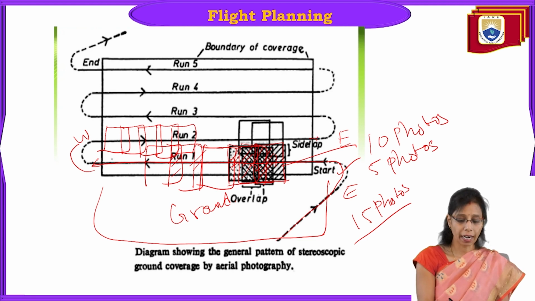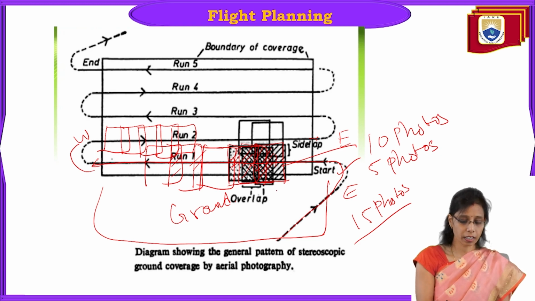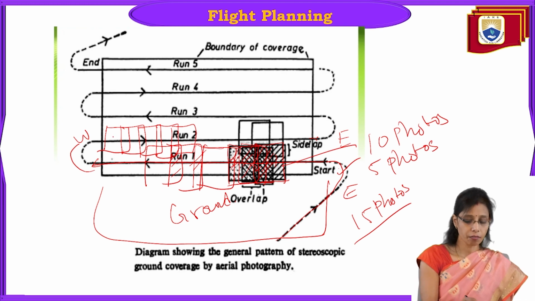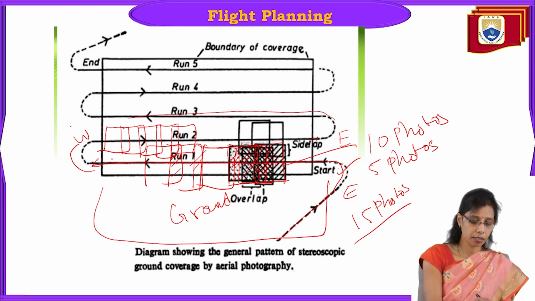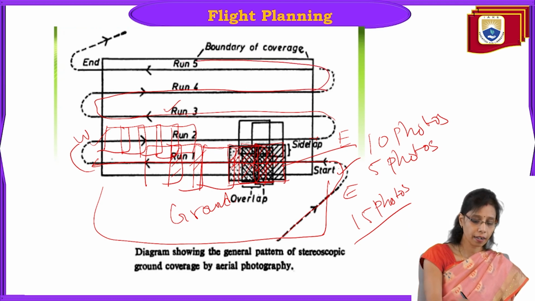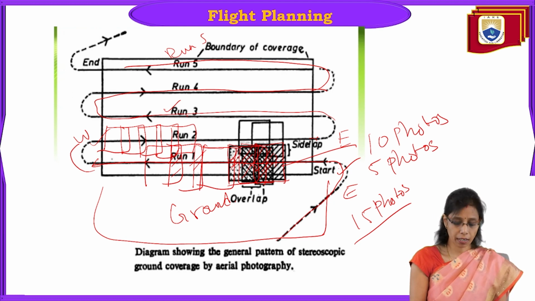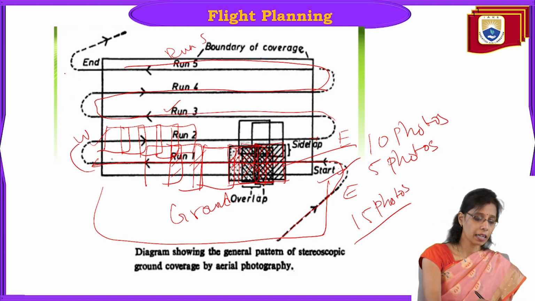So this is how the flight planning is done for an area. I think this plan is given to the pilot to go in a direction from east to west, west to east, again east to west. So this is run 1, then run 2 you can see, run 3 you can see. Again it is going in this direction, that is run 4, right? Again it is going in this direction, it is run 5. So the flight has taken 5 runs. It is starting from here, ending here.